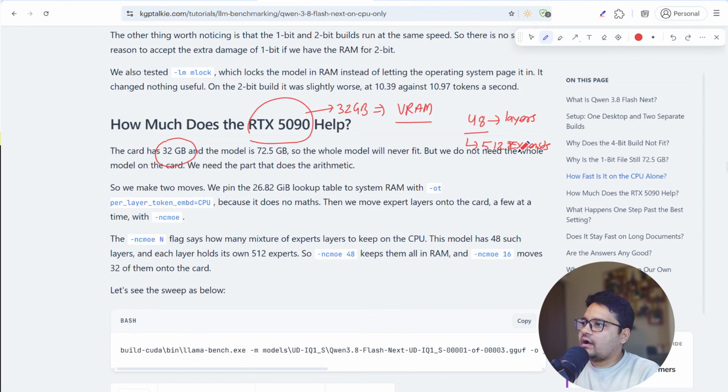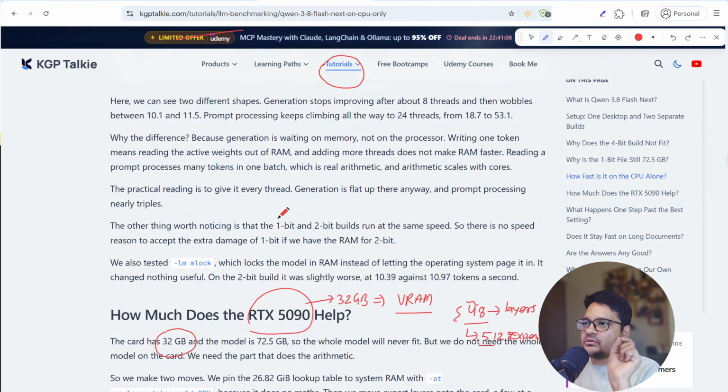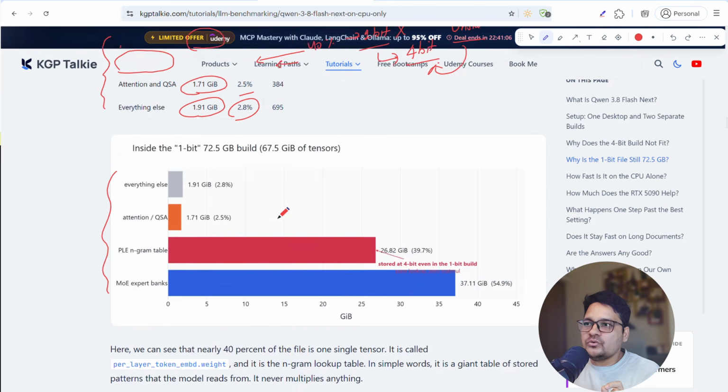All right, so 512 experts are going to be there in each layer. Now if you multiply all these together, then you are going to get the total number of experts available in this particular model. Okay, so now what we can do here, we can actually move some of these layers inside the RTX 5090.